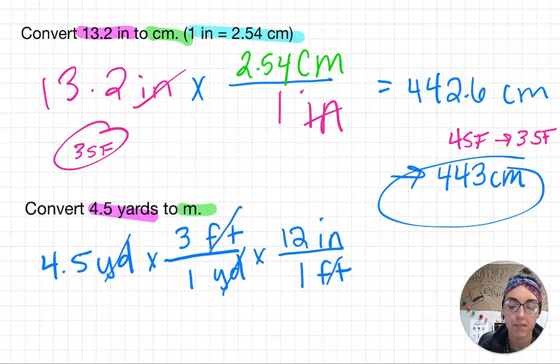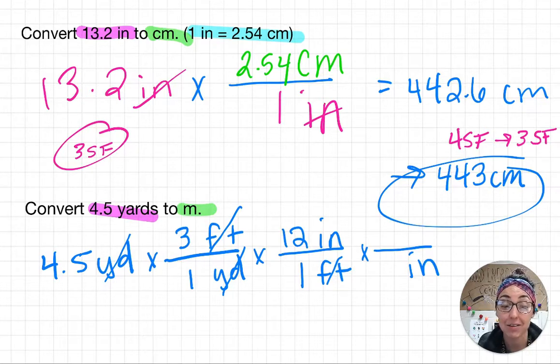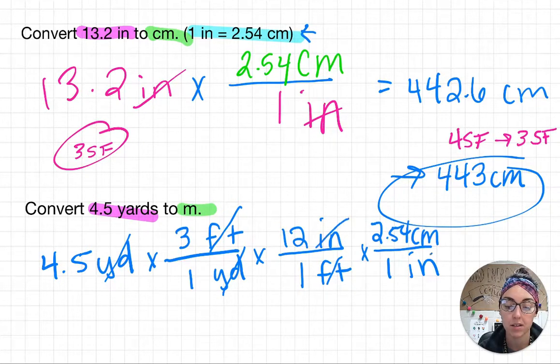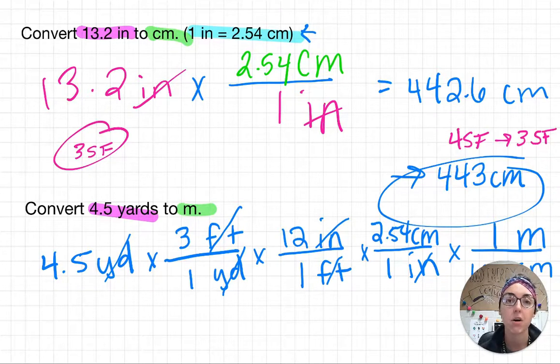So I'm going to cross out my feet. Now I have inches. Once again, I don't know exactly how many inches are in a meter, but I do know inches and centimeters because that was up there. So I know for every 1 inch, there's 2.54 centimeters. So inches are canceled. Now finally, do I know how many centimeters are in a meter? I do, because I know my metric conversions. So I know there's 100 centimeters for every 1 meter. Centimeters cancels. I end up with meters as my final unit.